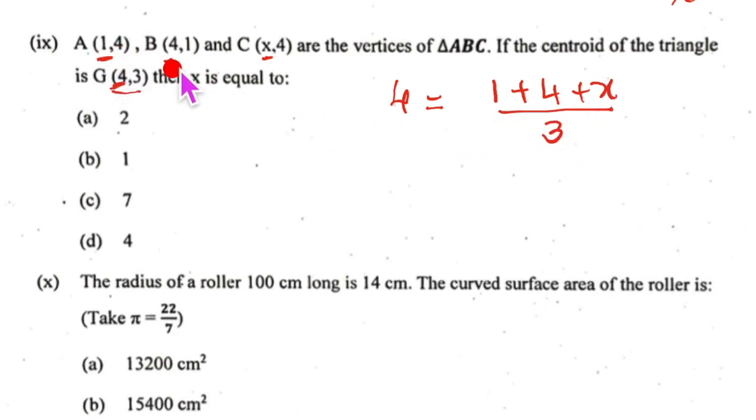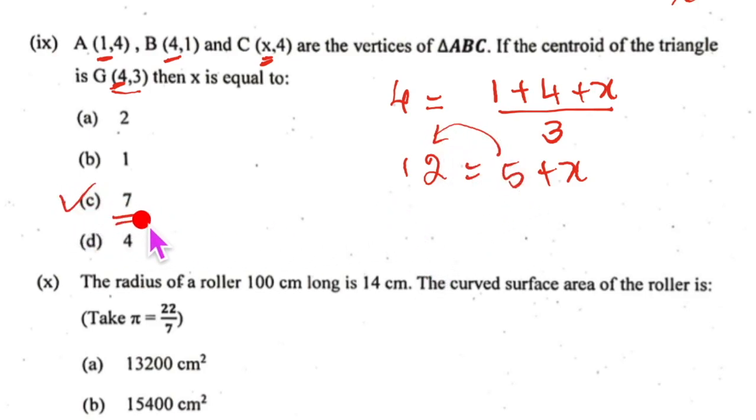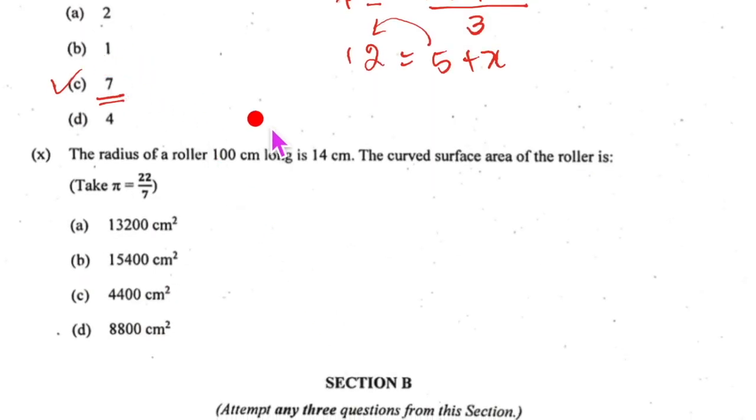See here, this x coordinate, this x coordinate, and this x coordinate, because our centroid is (x1 + x2 + x3) upon 3 and (y1 + y2 + y3) upon 3. So we get 12 equal to 5 plus x, and 5 goes there, x is equal to 7. So the option is 7, that is C.